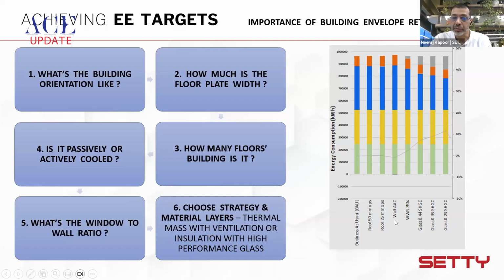Then can you do certain wall insulation or wall material? What about the window to wall ratio? Can you impact that? Is there any high performance glazing that you're using? The max benefit that you are going to see, in that thin line that you see on the right, is about 10% and not more.